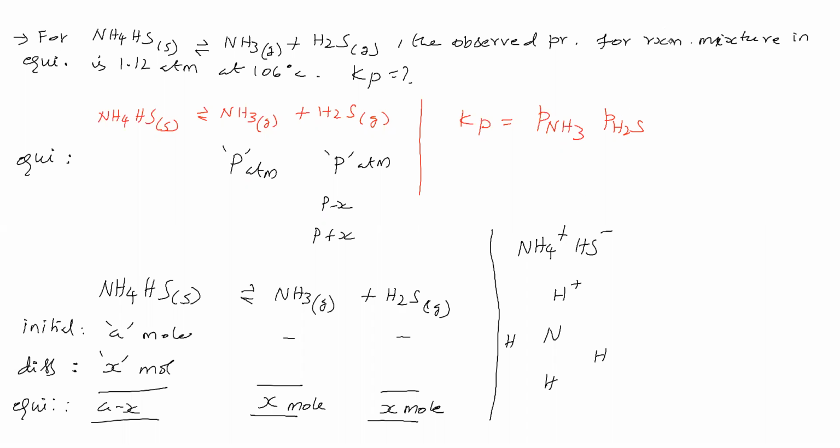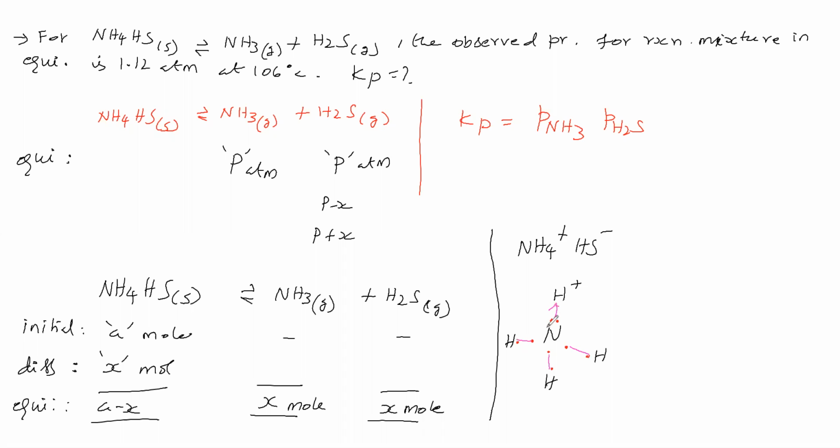Then nitrogen's group valency: nitrogen comes under group 5A, therefore its valence shell contains 5 electrons. That 5 electrons we have written. Hydrogen contains 1 electron each. H plus does not contain any electron. Now we will give the bonding. We give one bond here, one bond here, one bond here, and here a dative bond.